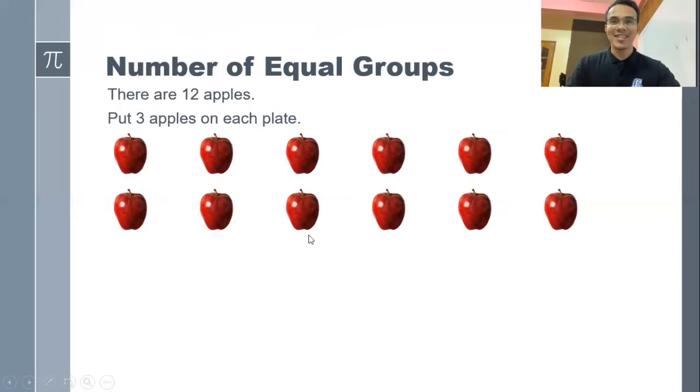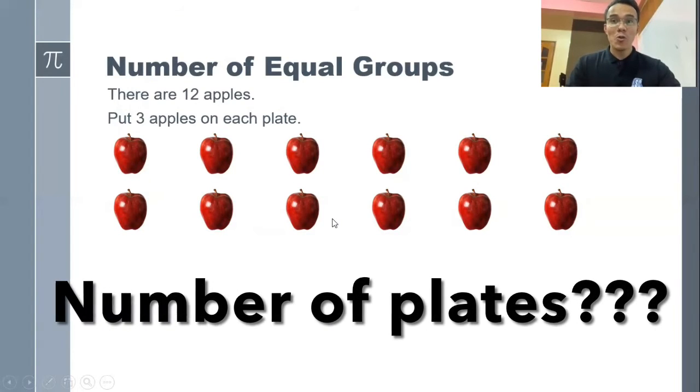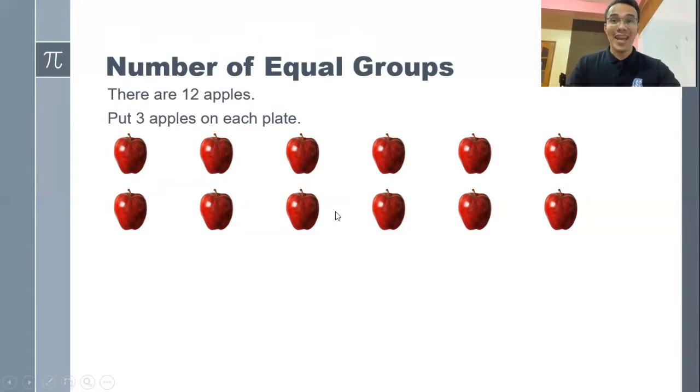Next, this time we are interested in finding the number of equal groups. Let's have this example. There are 12 apples. Put 3 apples on each plate. We know the number of apples in the given, right? And there are 12 of them. But the problem here is we don't know the number of plates needed. What we know is there should be 3 apples on every plate.